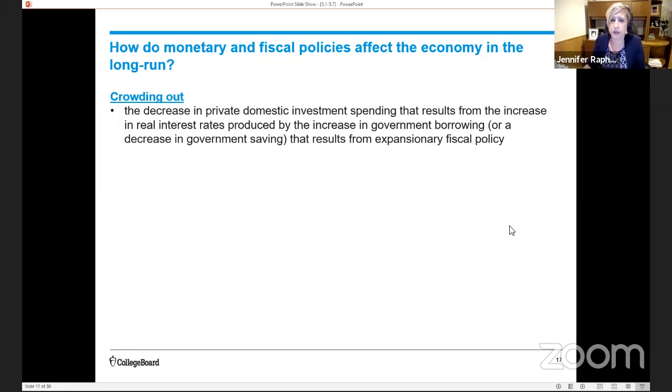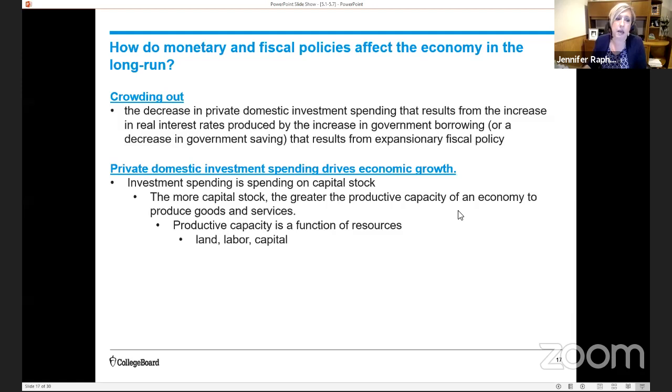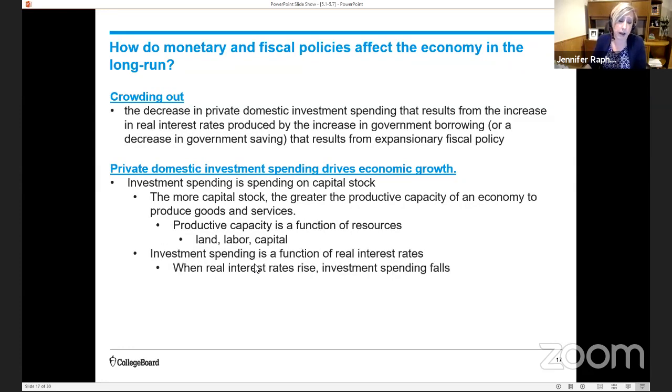Crowding out, you'll remember, is the decrease in private investment spending that results from an increase in real interest rates produced by an increase in government borrowing or a decrease in government savings that results from expansionary fiscal policy. And remember that private domestic investment spending is the major driver of economic growth because investment spending is spending on productive capacity, spending on capital stock. So productive capacity is a function of land, labor, and capital. And all else equal, if there's a decrease in investment spending, then we're going to decrease the rate at which productive capacity is added to the economy, and that is going to slow economic growth.